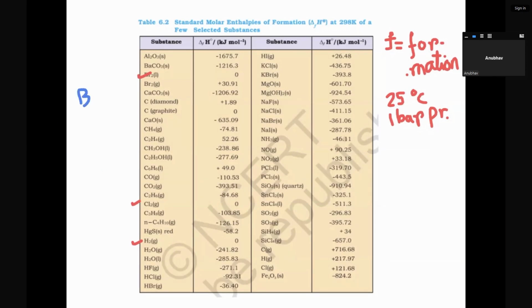So bromine is liquid at room temperature. H2 is gas at room temperature. Also chlorine is gas at room temperature. So we have these 3 elements which at their normal standard state, that is 298 Kelvin temperature and 1 bar of pressure, they are in their elemental state. That's why their standard molar enthalpy of formation is equal to 0.